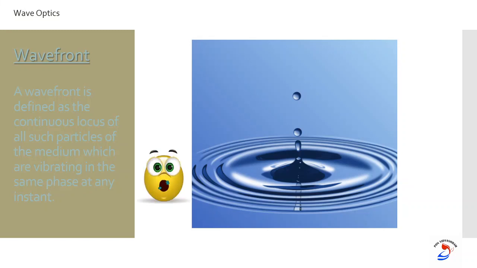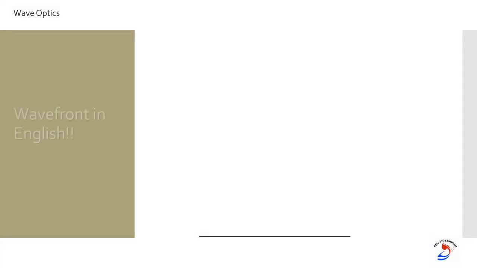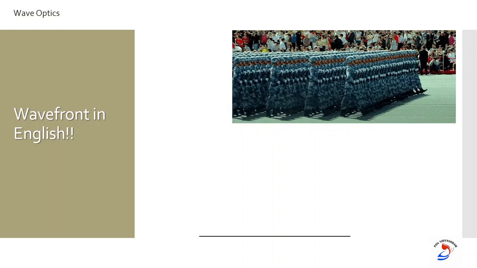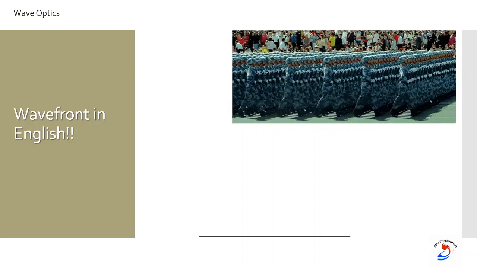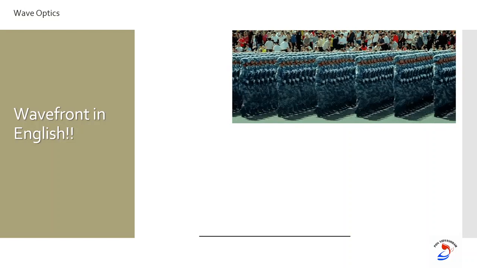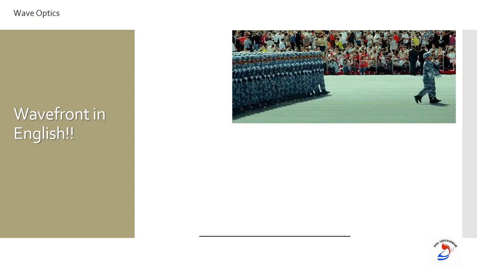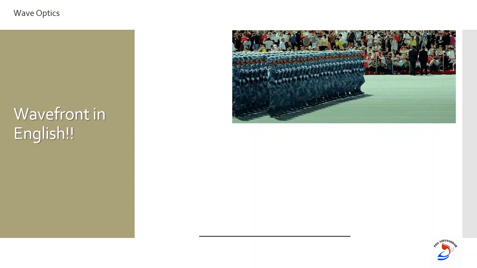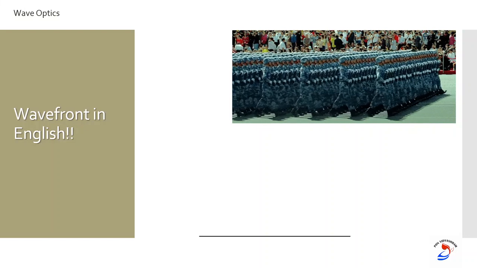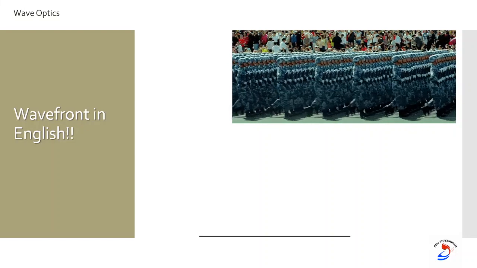Okay, does it look like I'm speaking some alien language to you? Did not understand anything about the definition, right? Okay, let me explain wavefront to you in English. Look at the video. You can see that the soldiers are marching. How are they marching? They're all marching in a straight line. The direction is perpendicular to that straight line, isn't it? Yes. So each line of this whole parade can be considered as a wavefront.